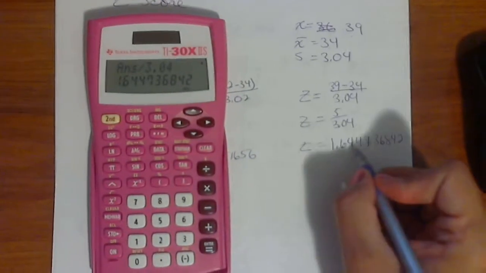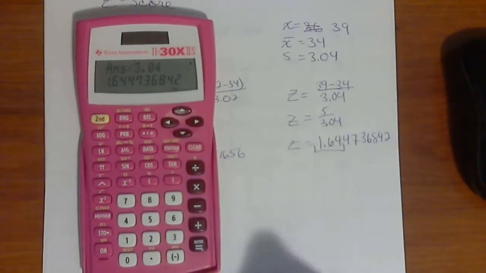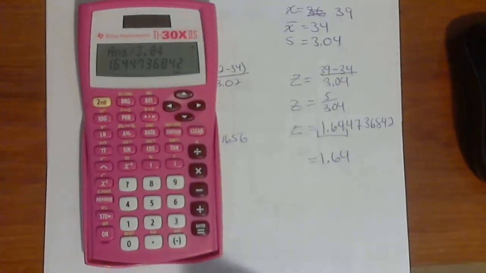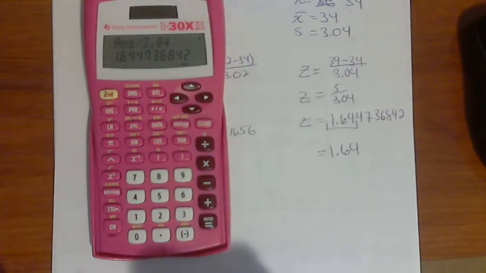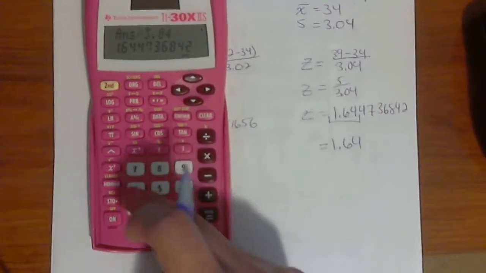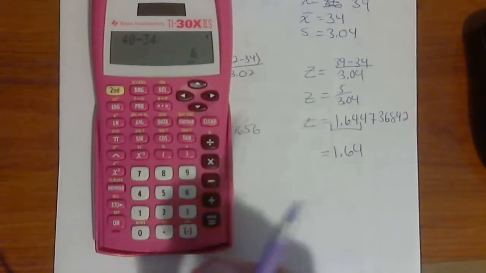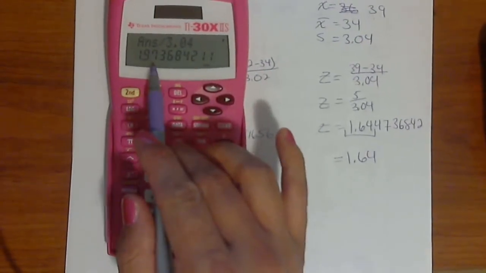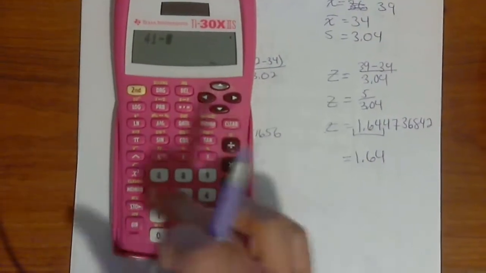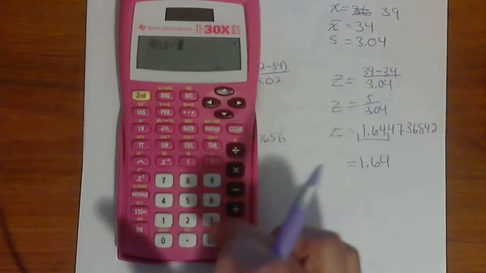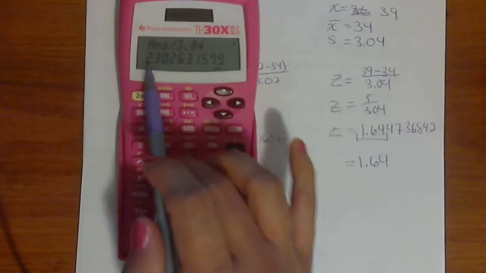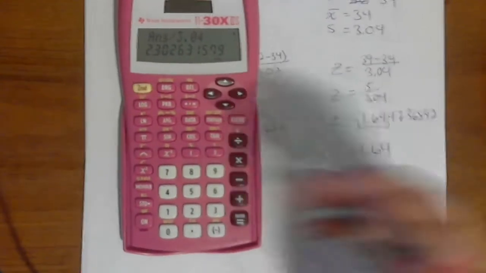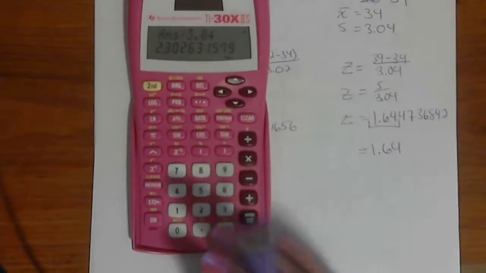And again, with z-scores, I want to keep 2 numbers behind the decimal place. This number is a 4 or less, so I'm going to keep it as a 1.64. Okay? Now let's just say that we have 40 minus 34 and divide by 3.04. So that would be a 1.97. Okay? 41 minus 34 divided by 3.04. That'd stay a 2.30. So notice none of these so far have we actually had to do anything different to that second decimal place.